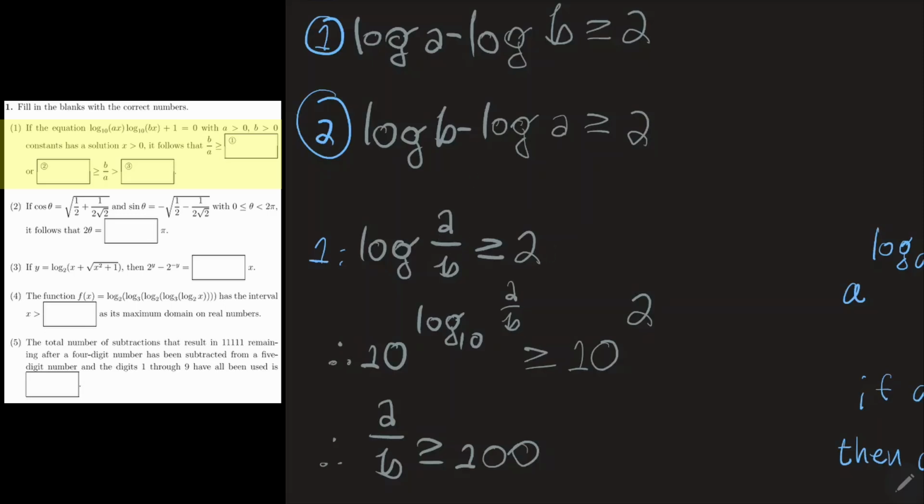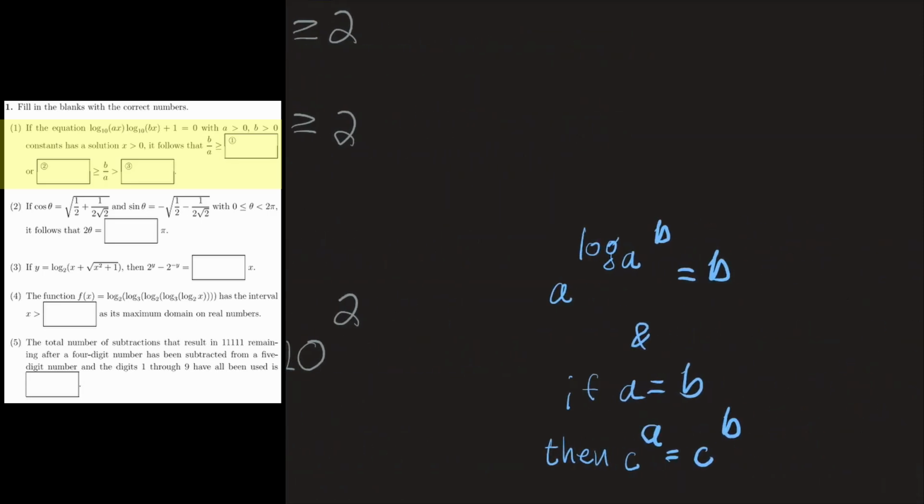Then if you take both of these as an exponent of 10, you get that a over b is greater than or equal to 10 to the power of 2, which is just 100. So we have a over b is greater than or equal to 100. And if you're wondering how I did that, I just combined these two rules over here.